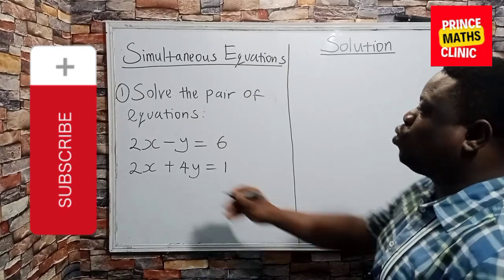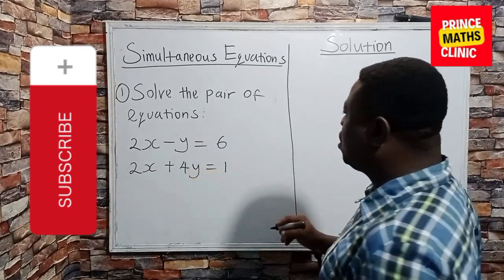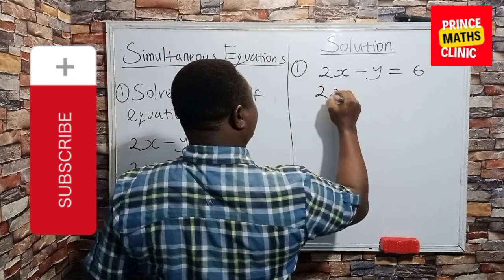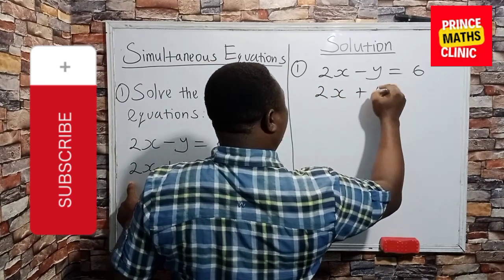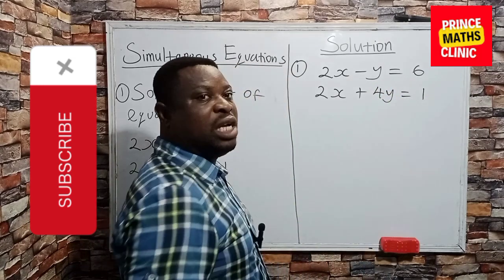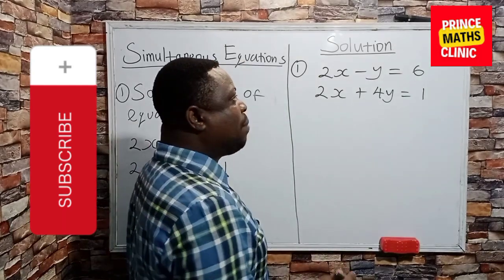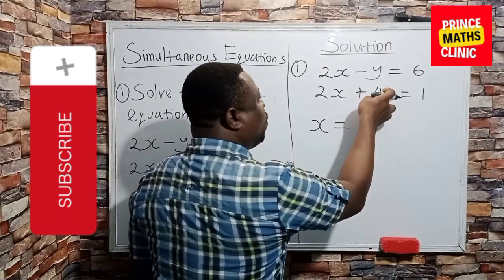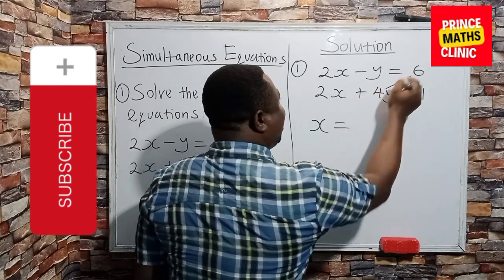We were given that 2x minus y equals 6. So write that down. And 2x plus 4y equals 1. I want to obtain the value for x. Now watch what I'm going to do. Since I want to obtain the value for x, I will take this 4 to multiply this.